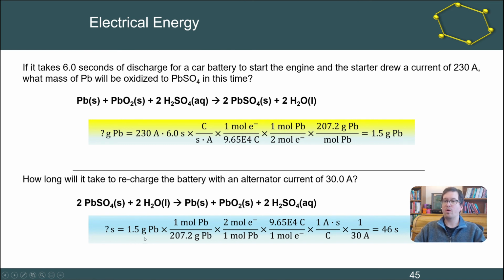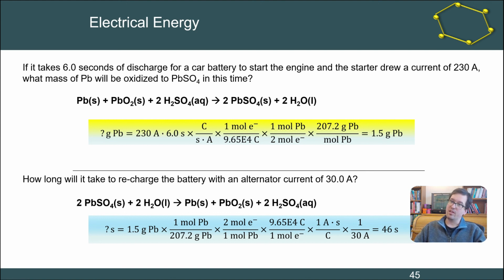So we go from 1.5 grams, convert that to moles. To reduce lead 2 to 0 valent lead requires 2 electrons. For every mole of electrons, there are 9.65 times 10 to the 4 coulombs. So we then want to change from coulombs to amp seconds, equivalent units right there. We know then that our current is at 30 amps, and so everything is canceled, and all we're left with now are seconds. So it'll take 46 seconds. So it's pretty quick to get our battery charged back to where we were.